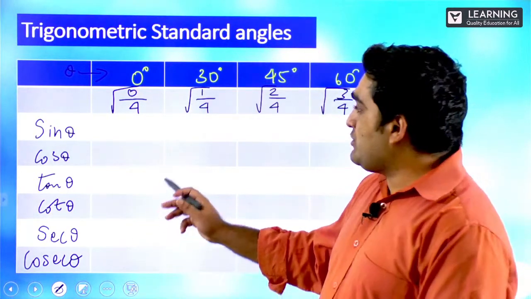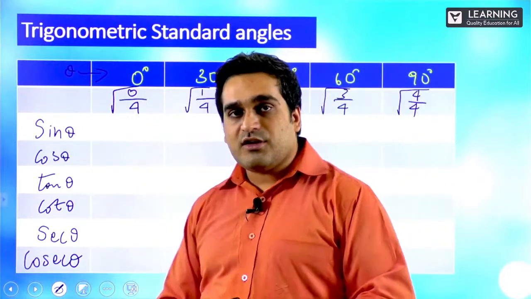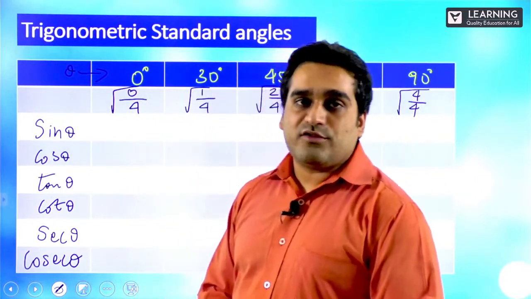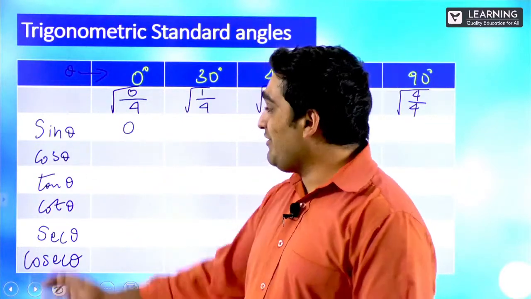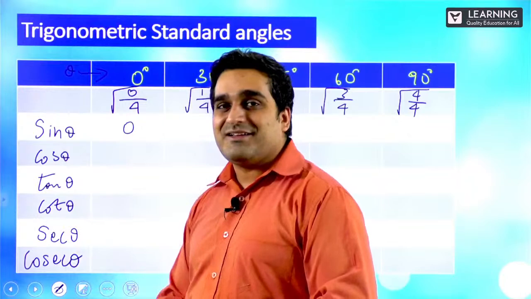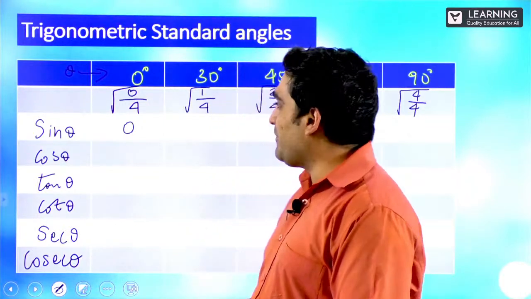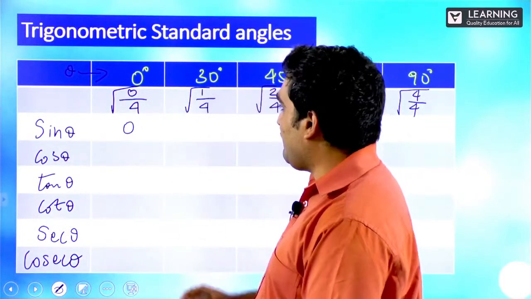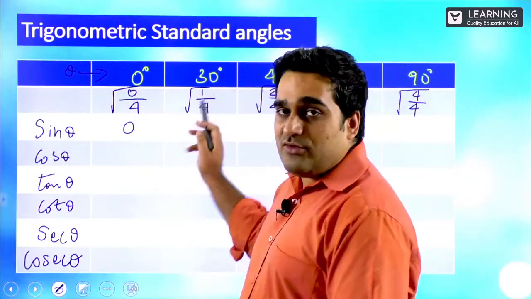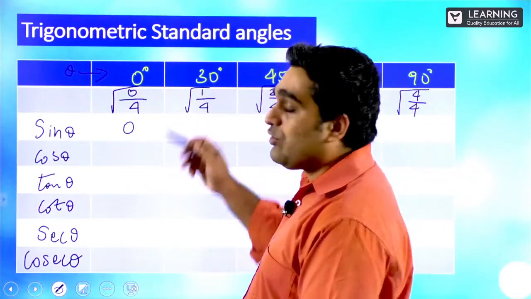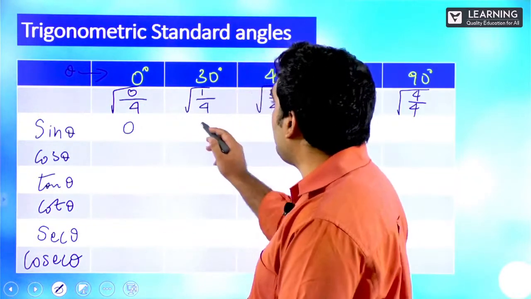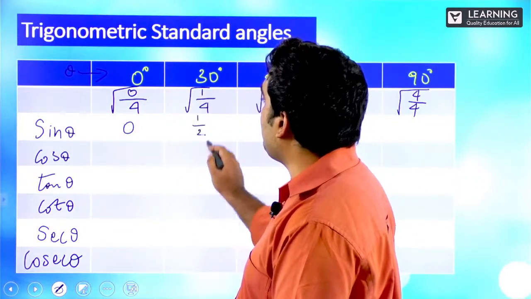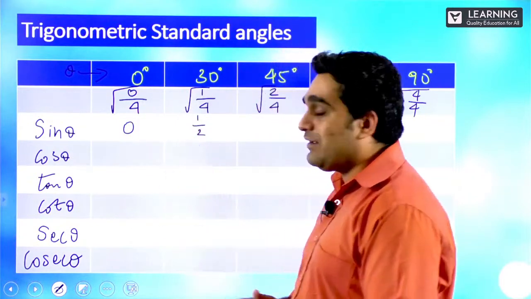Identify what the values are. 0 by 4 is 0. The square root of 0 is still 0. You see, we've identified the first angle already: sine 0 is 0. Next, 1 by 4. You can take the square root individually. The square root of 1 is still 1, but the square root of 4 is 2. So 1 by 2. See, we've identified the second angle, sine 30.